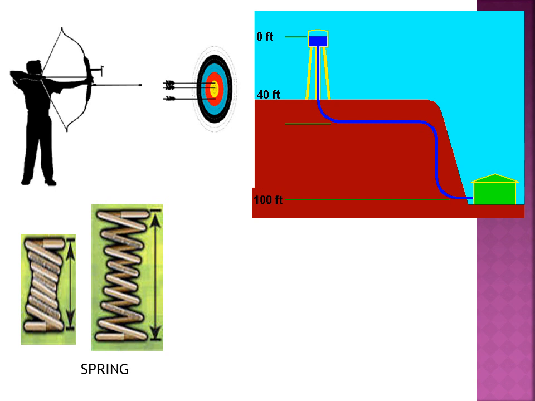Now, in all the three examples, the objects are at a specific state or position, and because of this specific state or position, they have some energy stored. This energy is called potential energy. So we will see in detail what potential energy is.